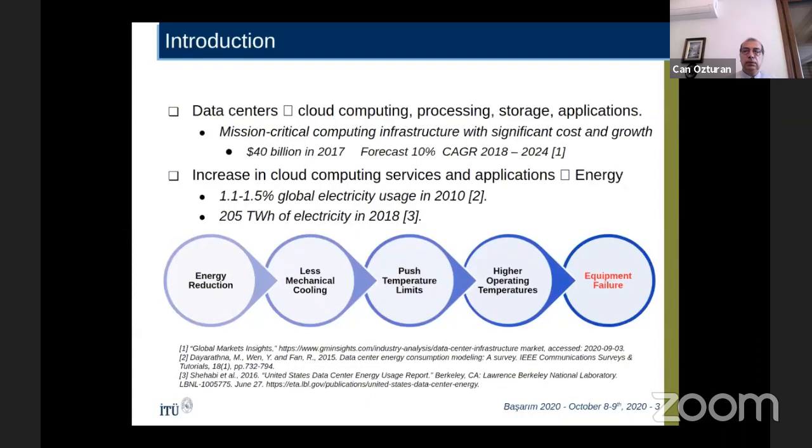Now, this increase in energy consumption has led to an awakening of energy reduction by data center operators and manufacturers. They now try to run the cooling mechanical system at lower temperatures, which push the servers in the data centers to be operated at temperatures that are slightly higher than the temperatures that they were designed for. These higher operating temperatures have significant impact on the probability of equipment failure. Now, data centers being at the heart of IT industries, if equipment fail, this can be a huge catastrophic loss, both financially and economically.